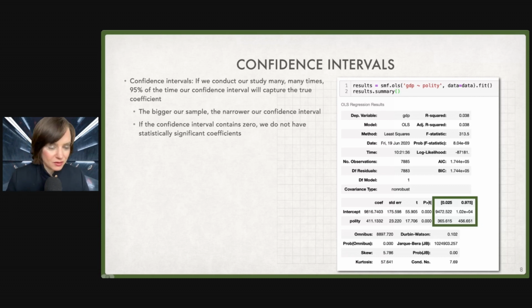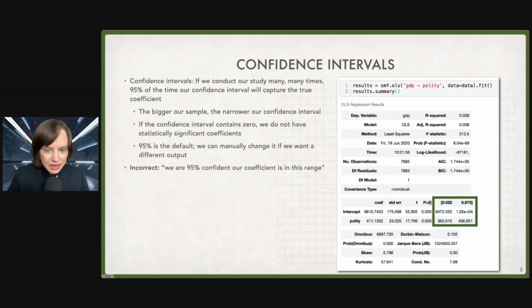If it contains 0, then that means there's a pretty decent chance the true coefficient out there in the world is actually 0, meaning the null hypothesis is something we can fail to reject. The confidence interval represents the range for the coefficient. So 4.11 is our predicted coefficient. The 95% confidence interval is between 365 and 456.